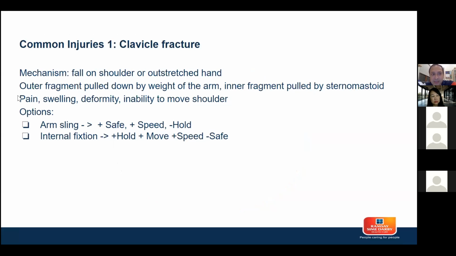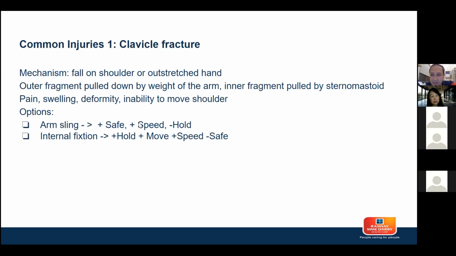Common symptoms: pain, swelling, deformity, and inability to move the shoulder. So fairly obvious fracture. Options for treatment: not all of them need to be treated with surgery. If you use an arm sling, it's generally good enough if the displacement is not much. Using an arm sling is safe.